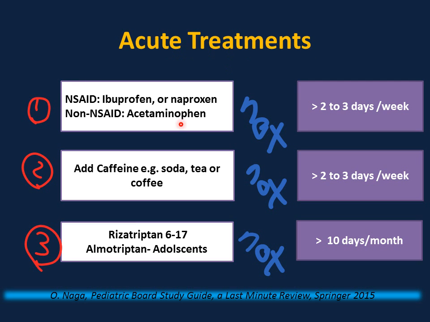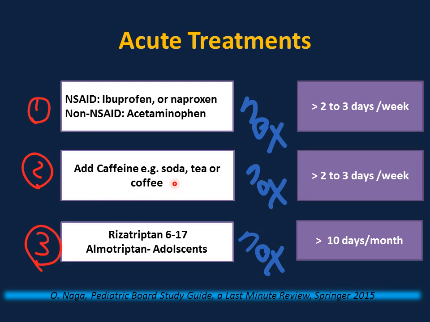Acute treatment of migraine headache in pediatrics. The first line is an NSAID, for example ibuprofen, naproxen, or acetaminophen, but it is very important not to exceed 2 to 3 days per week because excessive use of analgesics by itself can cause headache. If the first step is not helpful, you can add caffeine. For example, soda, tea, or coffee.